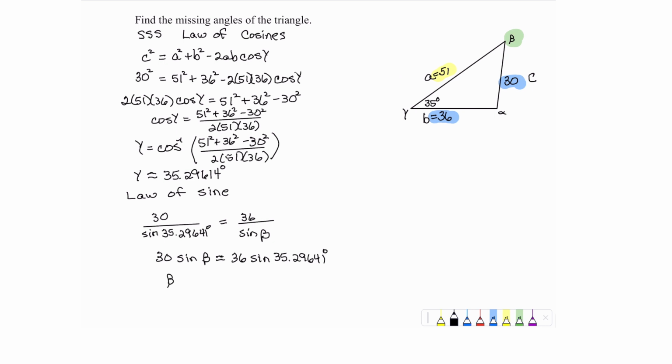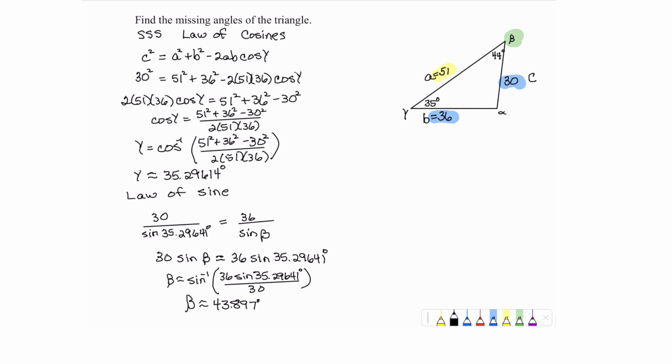So I have beta is approximately equal to the inverse sine of 36 sine of 35.29641 degrees divided by 30, and we get that beta is approximately equal to 43.897 degrees. So we're going to have it approximately equal to 44 degrees, rounded to the nearest degree.